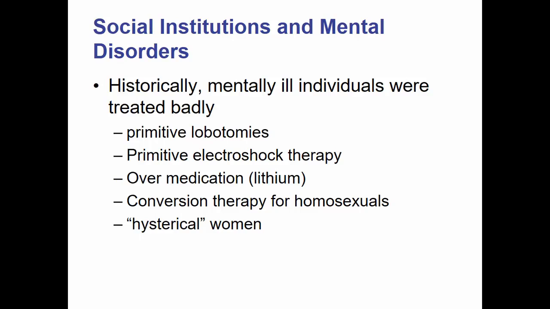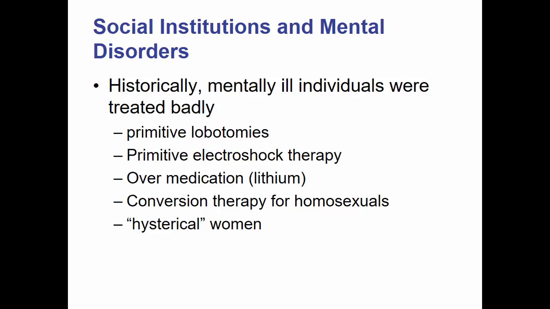So in the past, we've done primitive lobotomies, right? We've done surgery on people's brains to cut up parts of the brain, basically just cutting any part that makes sense or doesn't make sense at the time. Primitive electroshock therapy. And I say primitive with lobotomies and electroshock therapy because for certain very specific disorders in the modern day, those can still be used. But they were abused in the past.